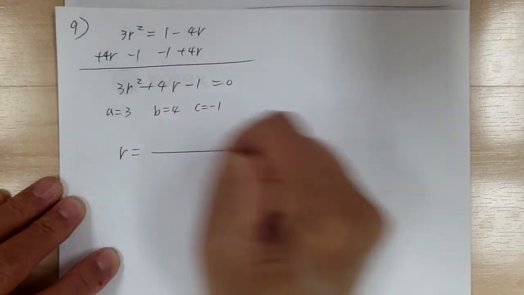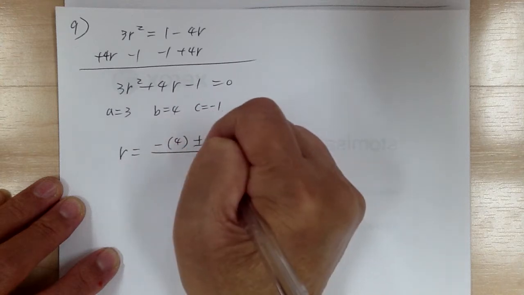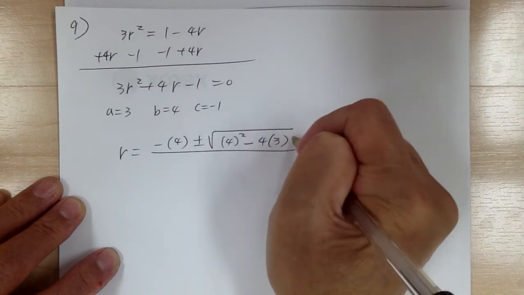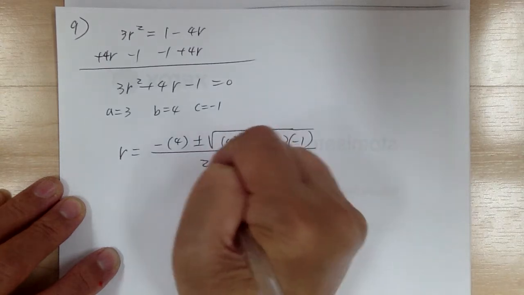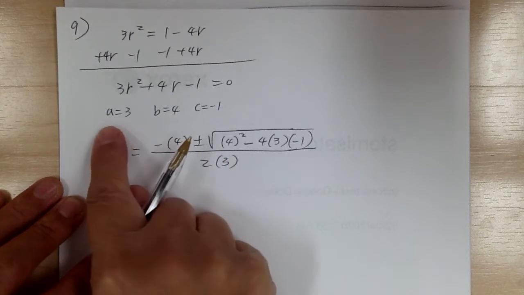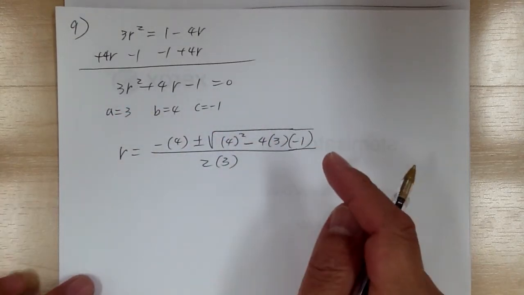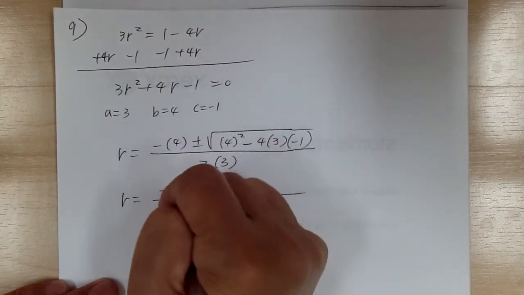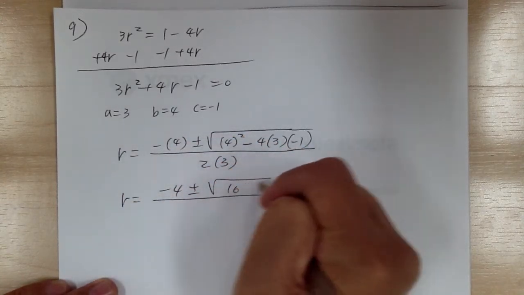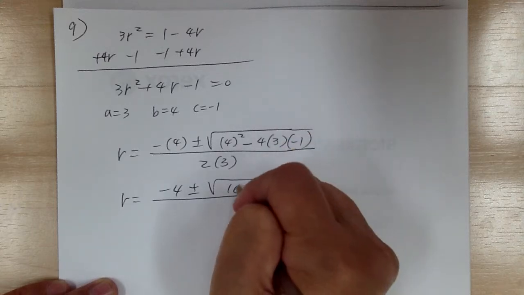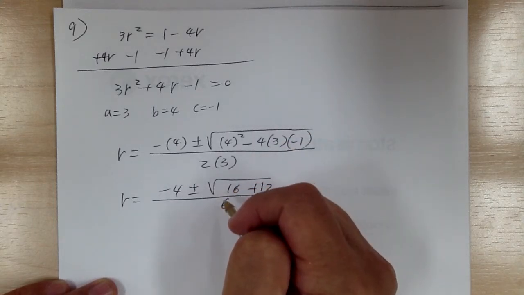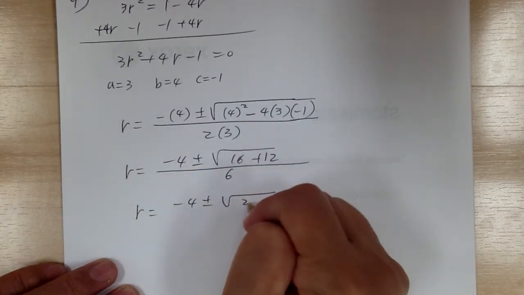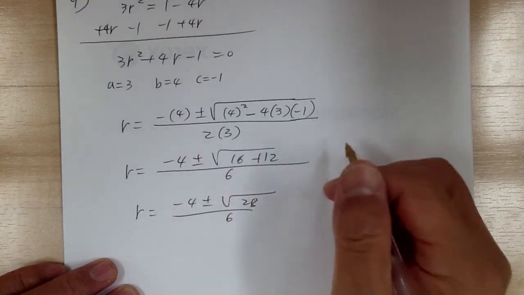So r equal to negative b plus or minus square root of b squared minus 4ac over 2a. Okay? So you can write down your a, b, c so you have something to look at. So you don't end up putting the wrong number in the wrong place. So you get negative 4 plus or minus square root of 16. Now this becomes plus 12 over 6. Okay, so r equal to negative 4 plus or minus square root of 28 over 6.